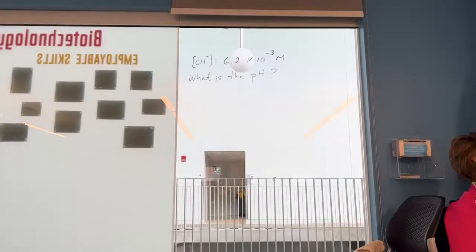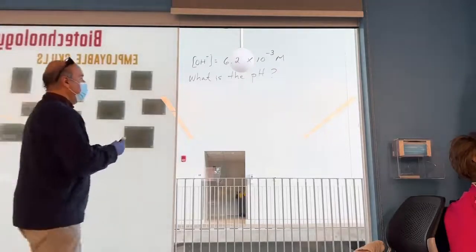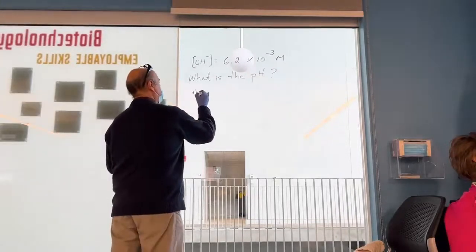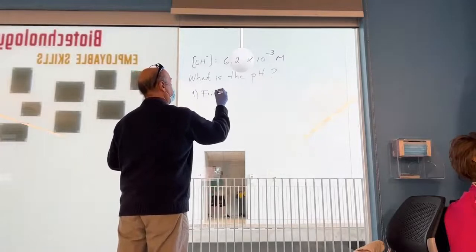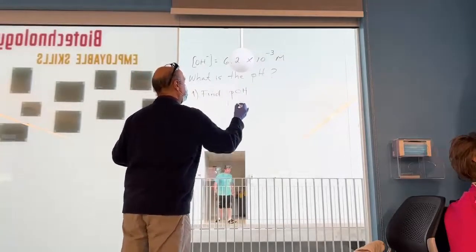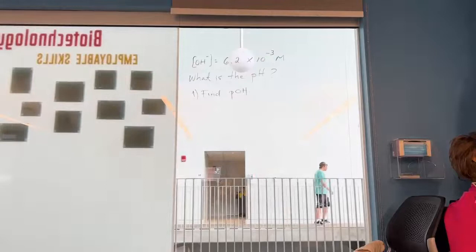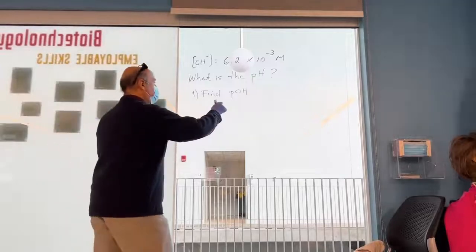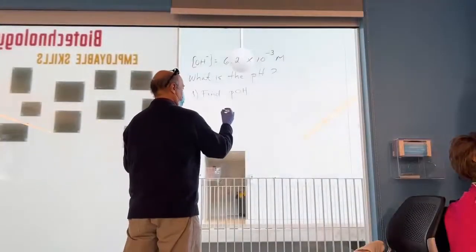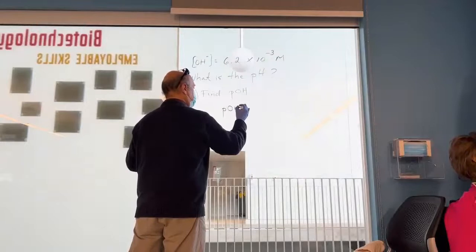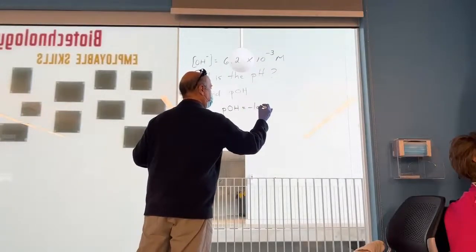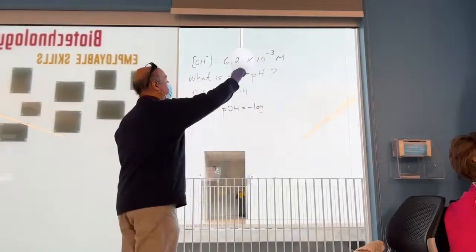You could find the pOH. Okay, so the first suggestion is find pOH. And then what do you do with that? Subtract it from 14, and then you find the pH. I think you're onto something there. Now, how do we find the pOH? Well, pOH is defined as the negative log of the concentration of OH.